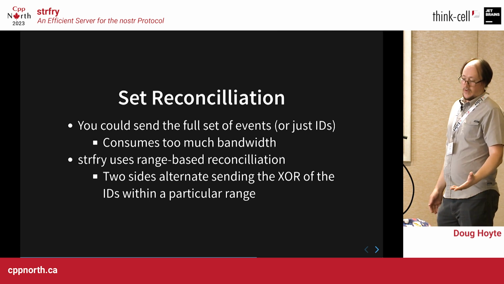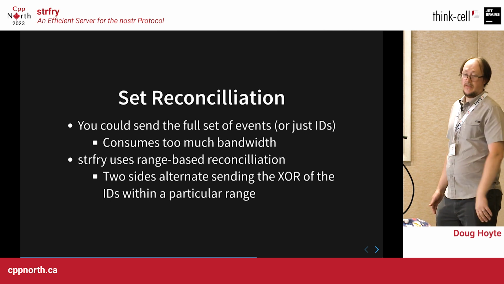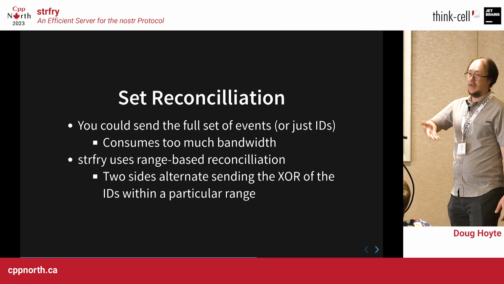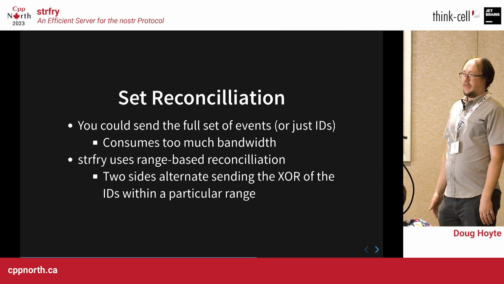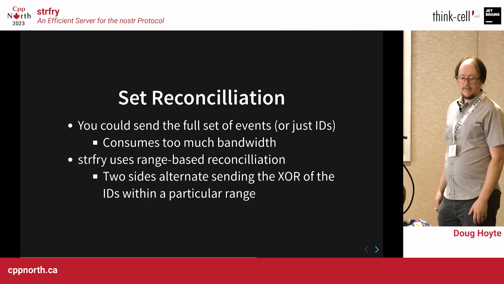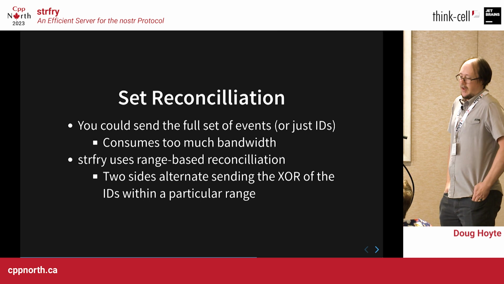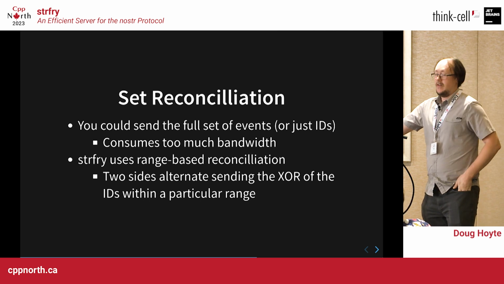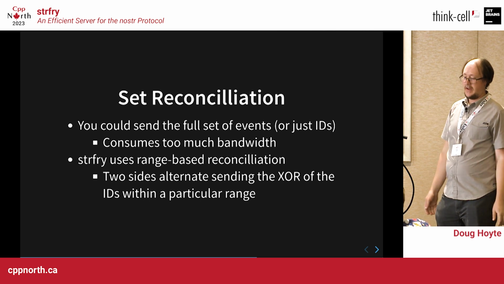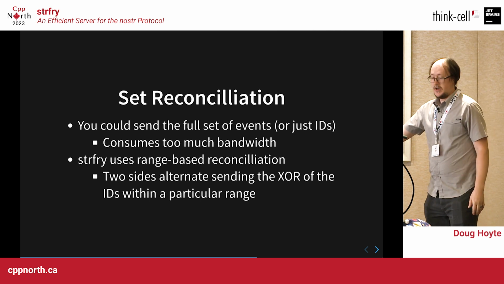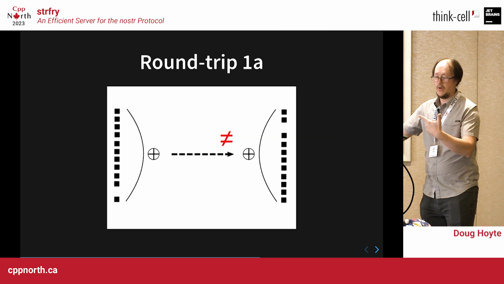So one thing you could do is just send all of the IDs across to the other server, and it would just compare them against its big list of IDs. But that's quite bandwidth inefficient, especially if we're talking millions of events, right? So what strfry uses is a range-based set reconciliation. The two sides basically compute a fingerprint of their event hashes, which is just the XOR of the hashes within a particular range, and alternate sending those XORs back and forth.